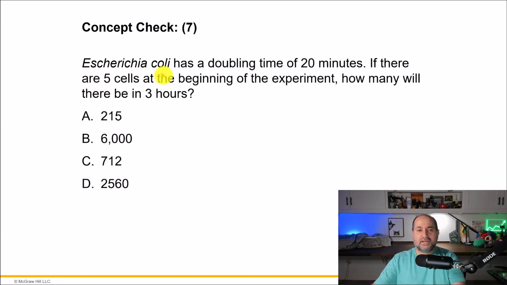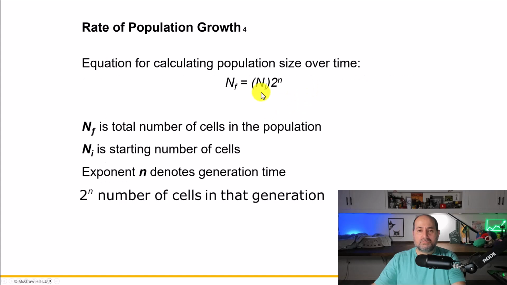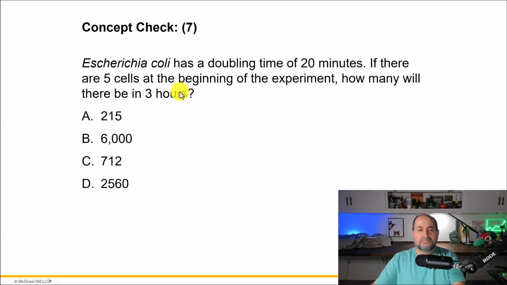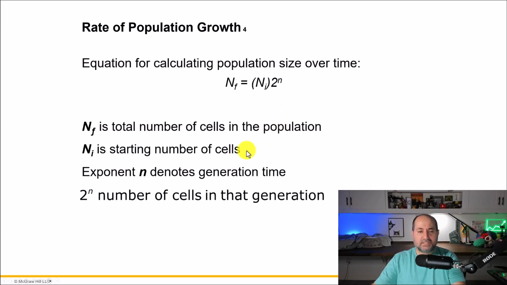Escherichia coli, E. coli, has a doubling time of 20 minutes. If there are 5 cells at the beginning of the experiment, so we'd have to plug in here, right? Ni is 5. How many will there be in 3 hours? Remember, 3 hours, and there's a doubling time of 20 minutes, right? You started with 5 cells, and so you need to figure out the generation time. Does that make sense? The generation time is what?